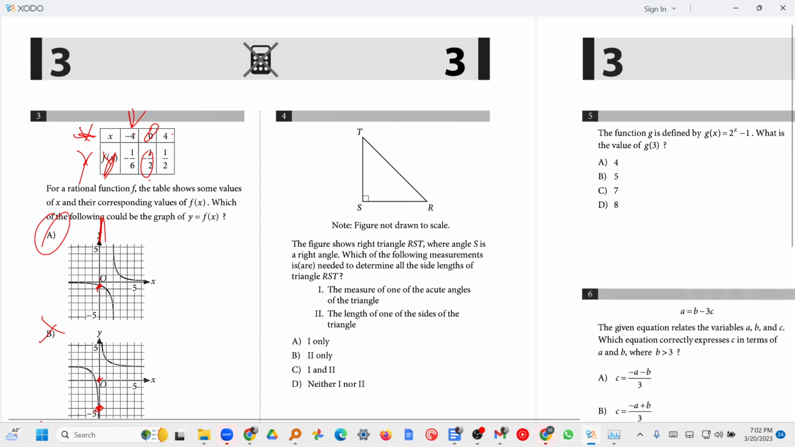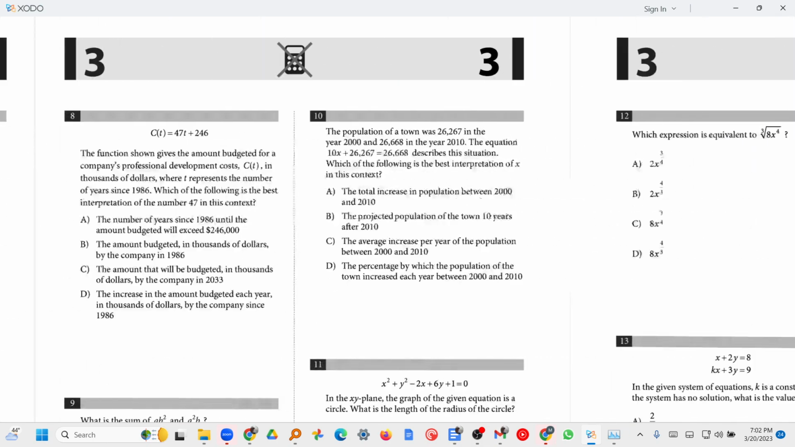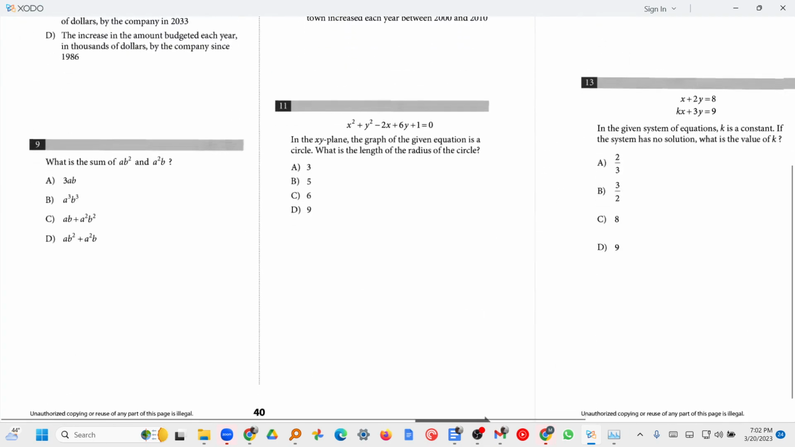All right. And then the next one that you had a question on was number 9, I believe. Okay. Yep. So sum means adding. And I am only allowed to add guys that are the same. So if I have A and I have A squared, I can't add those. Those guys are just going to be A and A squared.